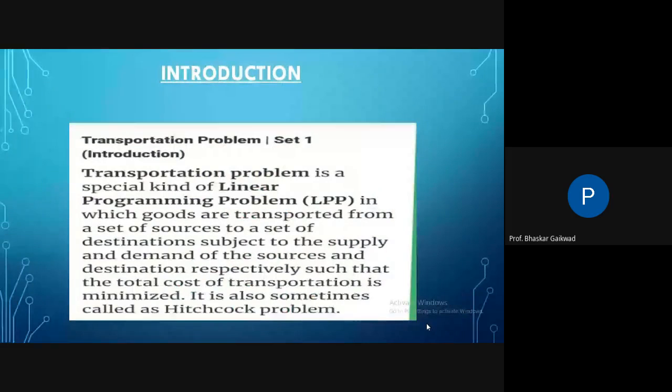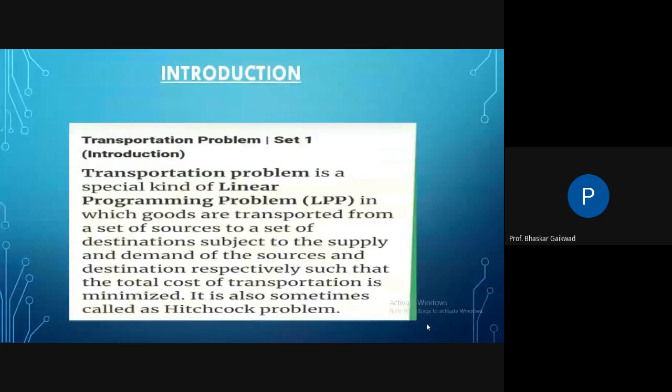It is one kind of linear programming problem, and here it is demand versus supply and sources versus destinations. This type of table is there. The main objective of transportation is to reduce the cost of transporting materials.